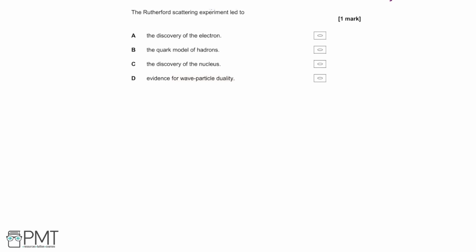This question is about Rutherford scattering. The question says, the Rutherford scattering experiment led to A, the discovery of the electron, B, the quark model of hadrons, C, the discovery of the nucleus, and D, evidence for wave-particle duality. The Rutherford scattering experiment is an experiment in which alpha particles were fired at a gold film, and then the angle at which the particles came off was investigated.